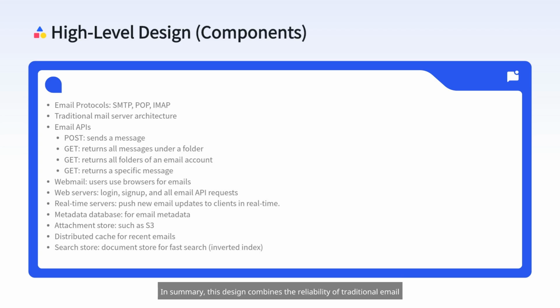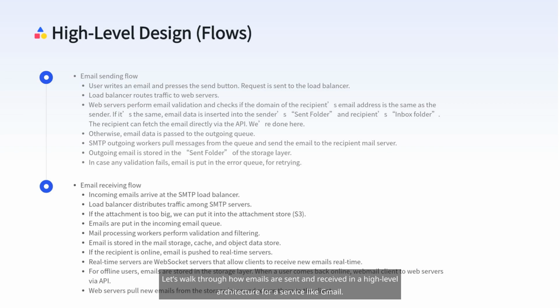In summary, this design combines the reliability of traditional email protocols with the scalability and responsiveness of modern web infrastructure, ensuring users have a smooth, secure, and real-time experience across all devices. Let's walk through how emails are sent and received in a high-level architecture for a service like Gmail.